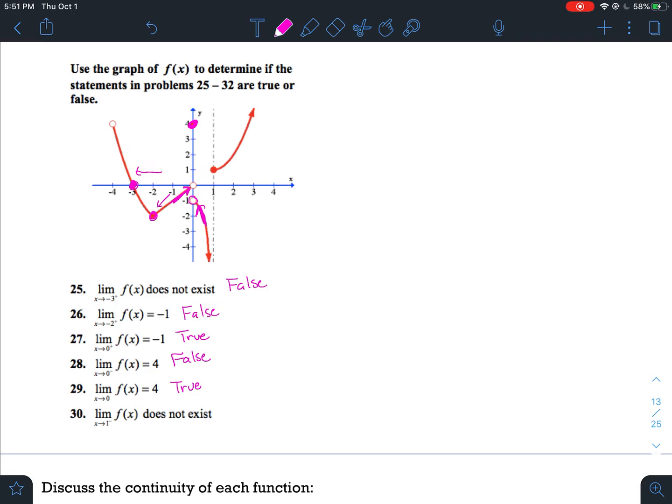As I'm approaching 1 from the left, it doesn't exist. So technically, as I'm approaching 1 from the left, it's going to negative infinity, which is not a real number. So yes, you could say that doesn't exist, or you can say it's negative infinity.